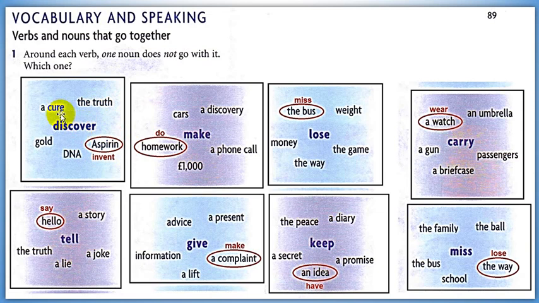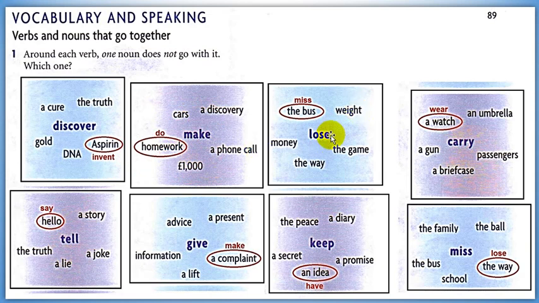Okay. Discover cure, discover gold, discover DNA. لكن not discover aspirin. No. Invented aspirin. We will come in the next slide to explain the difference between discover and invent. Okay. Now make cars. Make a discovery يكتشف. Make a phone call يتصل. Make 1,000 pounds. But not make homework. Do homework. Okay. يحل الواجب.